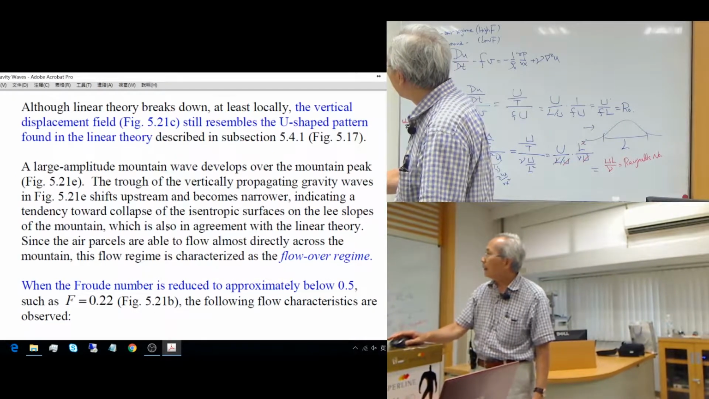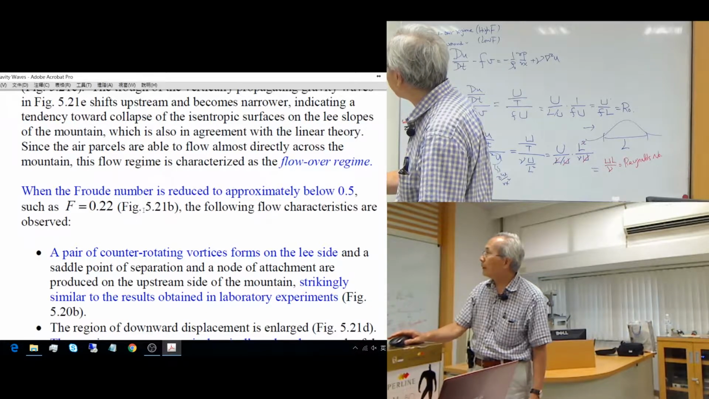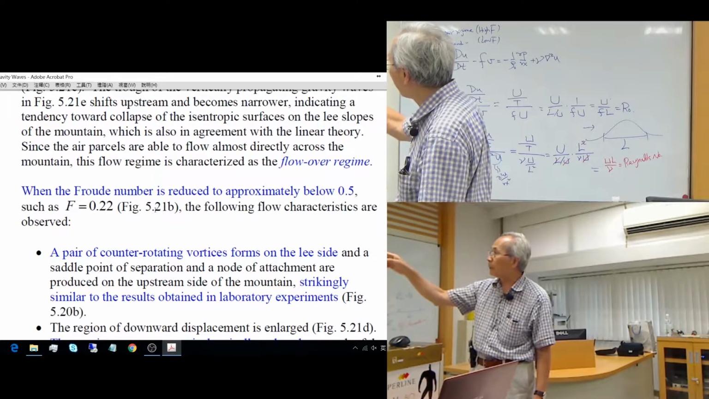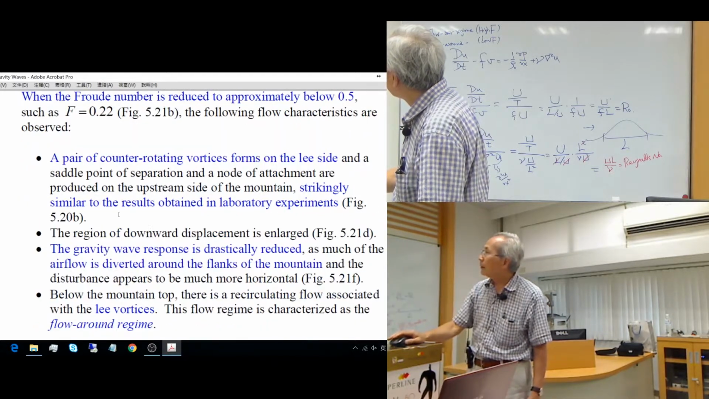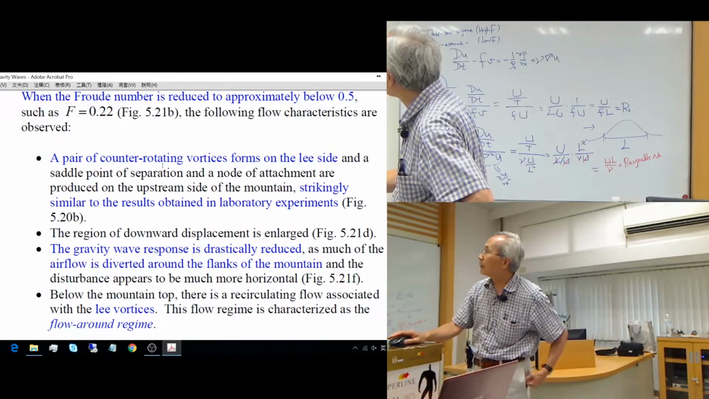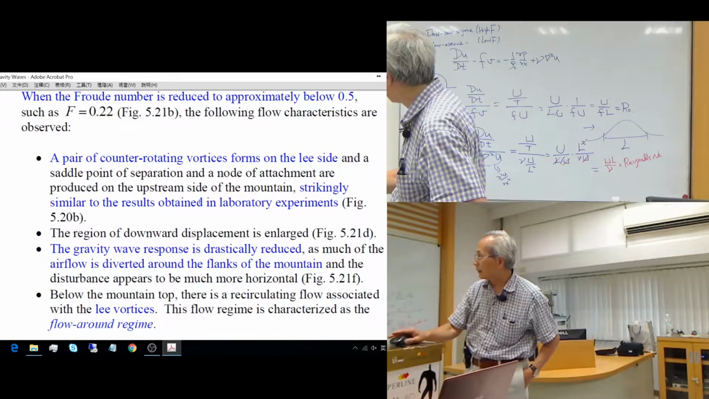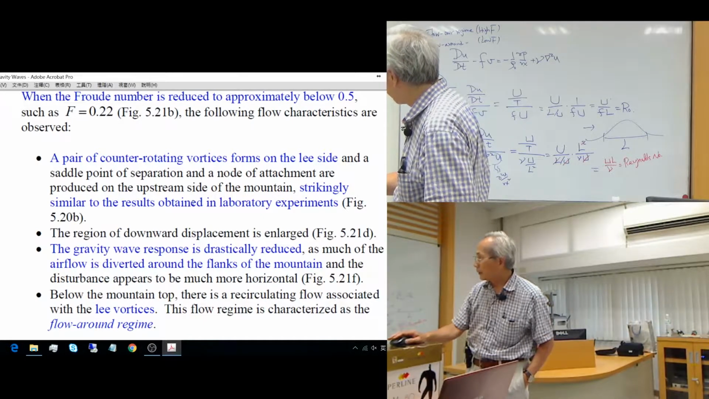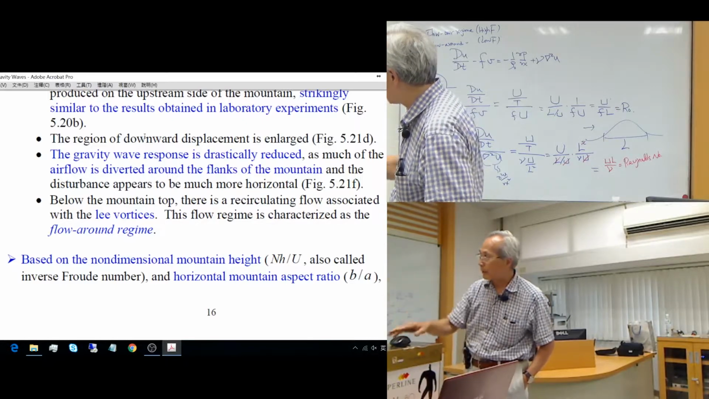When the flow number is reduced to below 0.5, and in this case the flow number is 0.22, that's in 5.21b, the one on the right-hand side, these are the phenomena I just explained. A pair of counter-rotating vortices, one cyclonic, one anti-cyclonic, form on this side, similar to what was observed in the tank experiment.